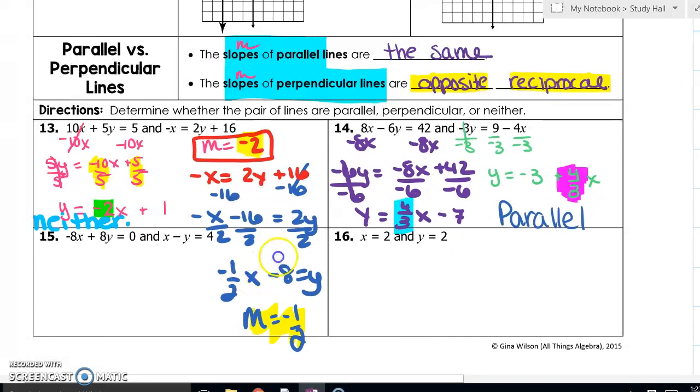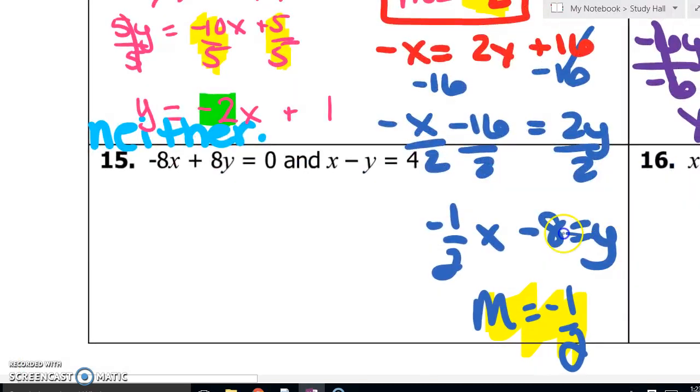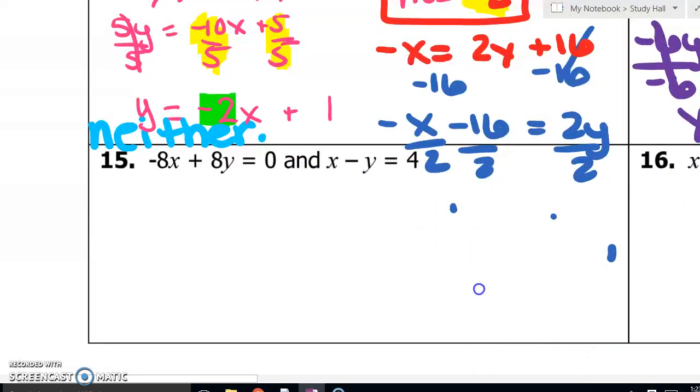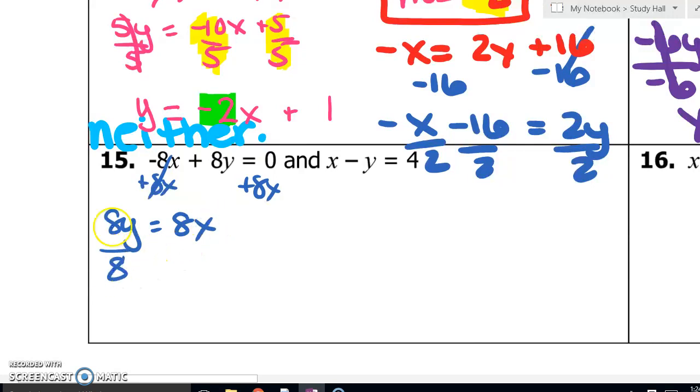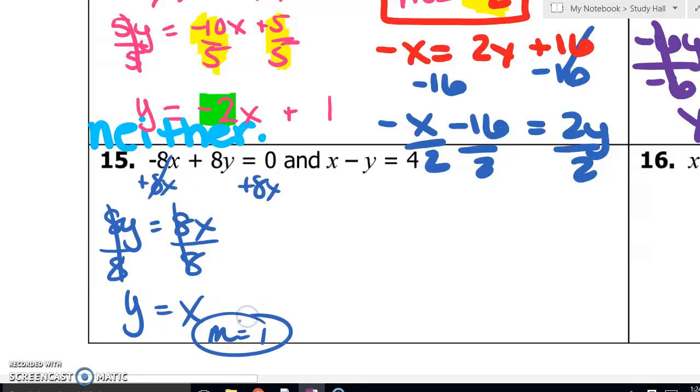Okay. Number 15, let's get rid of all this. And we, again, want to get y by itself. We can add 8x to both sides, so we get 8y equals 8x. When we divide by 8, it actually cancels out in both of them, and we get y equals x, which gives us a slope of 1.